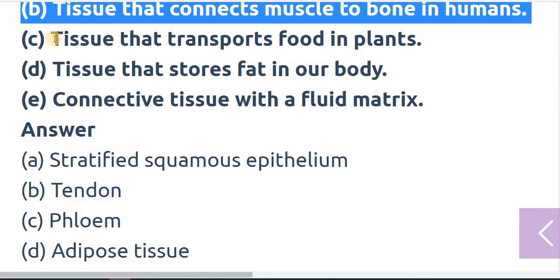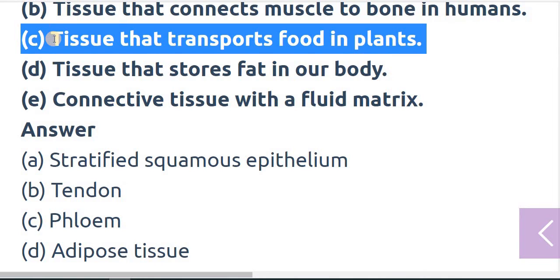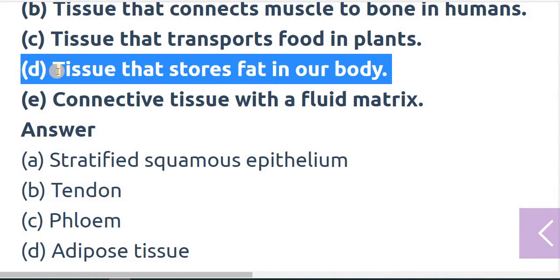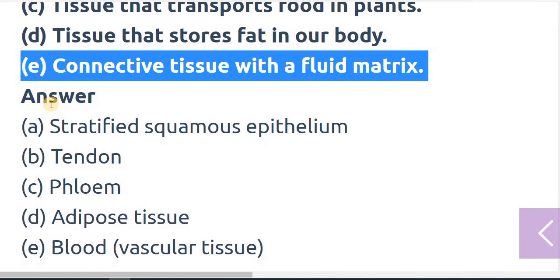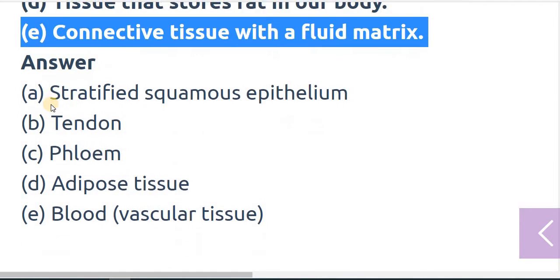The C question, the tissue that transports the food in plants. As we know, for the water, xylem is responsible, and for the food, phloem is there. The tissue that stores fat in our body, so the answer is adipose tissue. Adipose tissue stores food in our body. The E, connective tissue with a fluid matrix. So that is called blood, and it is also known as a vascular tissue. So the E answer is blood.